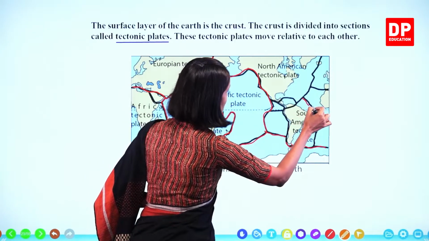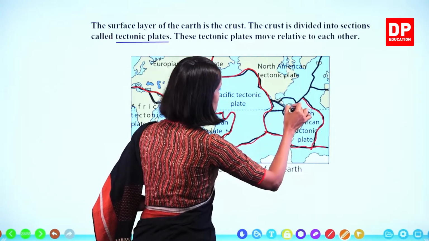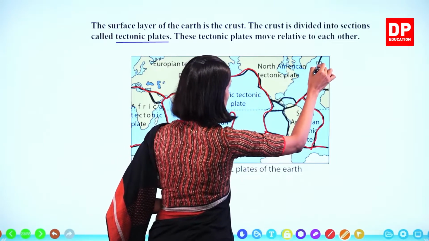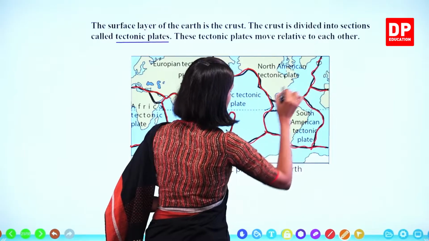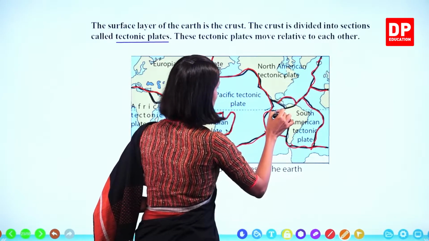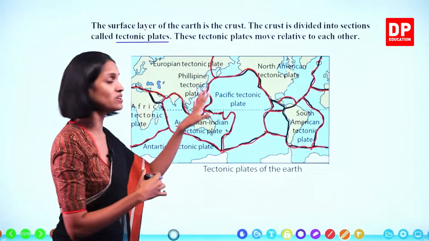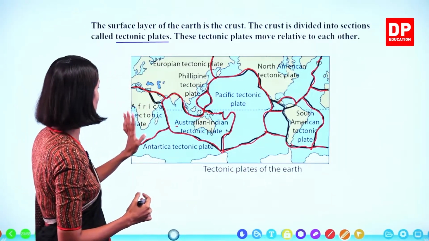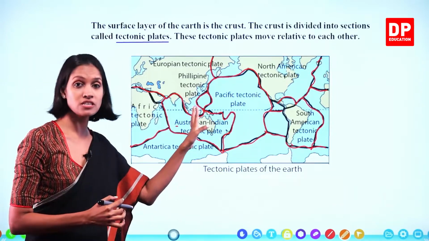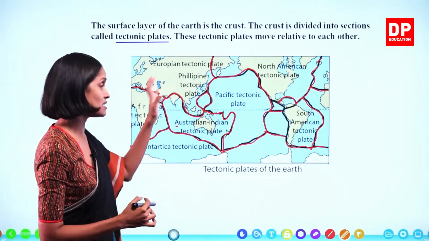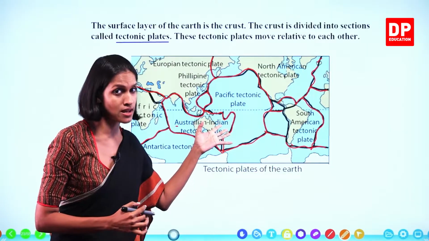Right. Look at this one. All these margins are present in the ocean. Now we can't see them from outside, even though the margins are present. Some of these margins, yes, we can see when they are present in the land area. I'm going to give you one example.